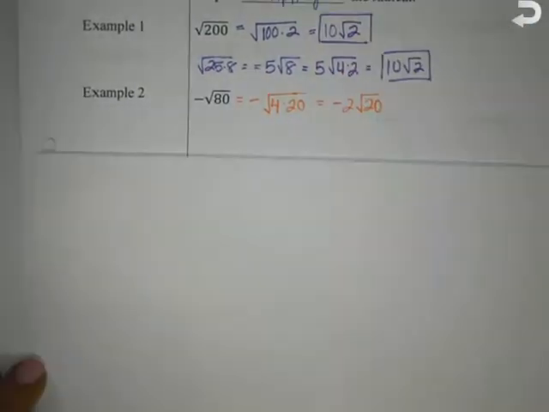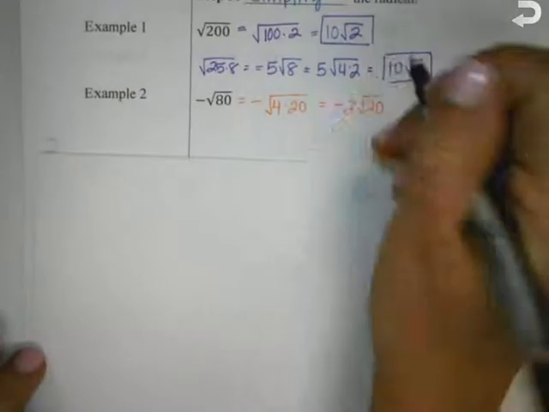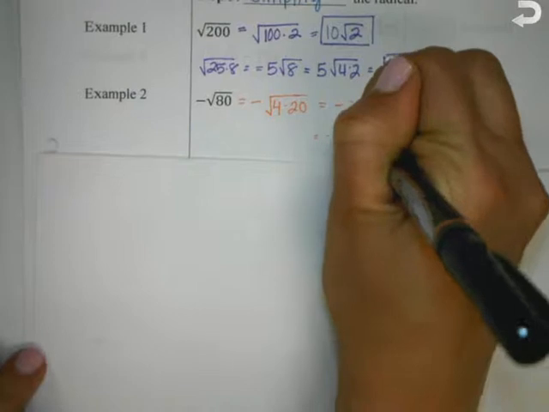Can I break down the square root of 20 anymore? I can. How can I break that up? 5 and 4. And 4 is a perfect square, right? So this equals negative 2 square root of 4 times 5.